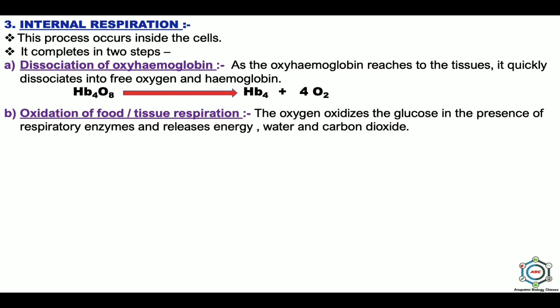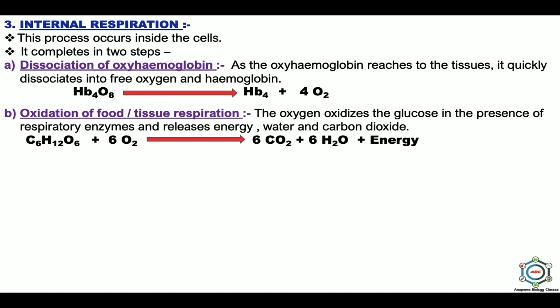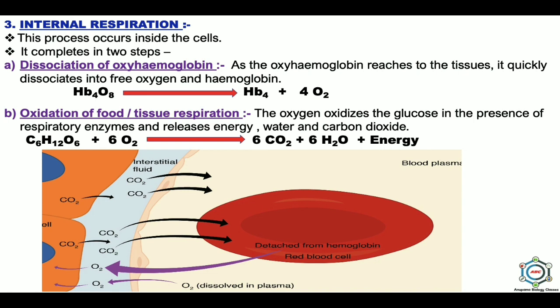Here the oxygen oxidizes the glucose in the presence of respiratory enzymes and releases energy, water and carbon dioxide. Now here the glucose combined with oxygen forms carbon dioxide, water and energy. Energy is stored in the form of ATP in mitochondria to perform the metabolic activities, whereas the carbon dioxide is expelled from the tissue. This is the whole diagram of the internal respiration. Here you can see the CO2 and O2 movement between the blood plasma and interstitial fluid.